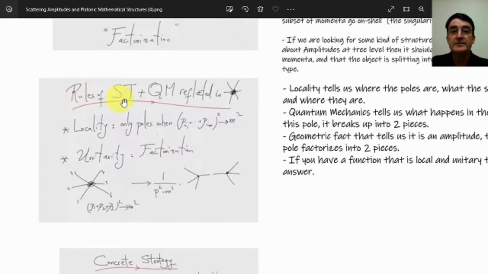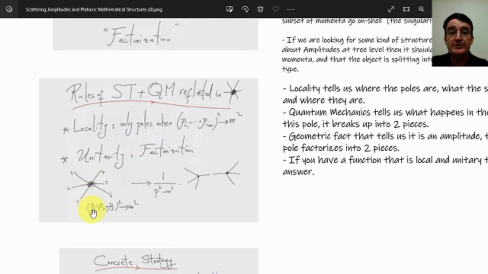So the rules of space-time and quantum mechanics are reflected in this scattering process. Locality tells us that there are only poles when the sum of the momenta squared becomes m squared, so a pole only occurs when (P1 plus P2 plus up to Pn) squared is equal to m squared. And unitarity tells us what happens when the pole happens: the expression factorizes into two pieces.